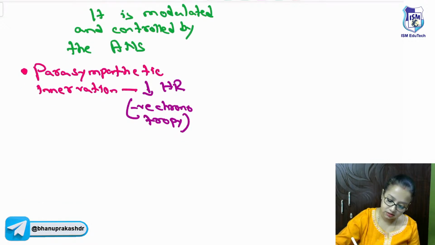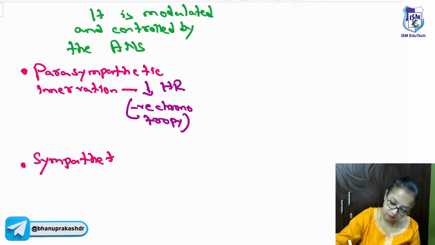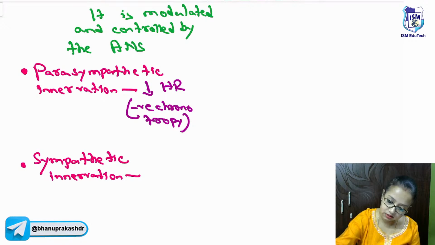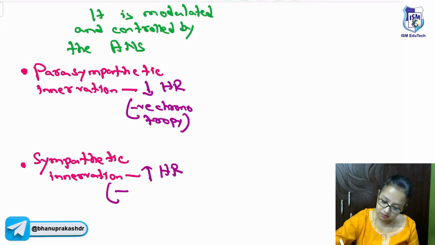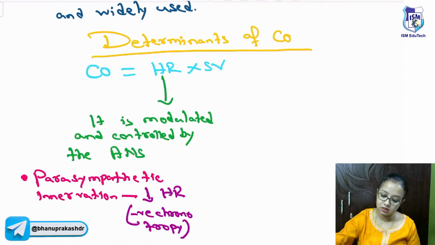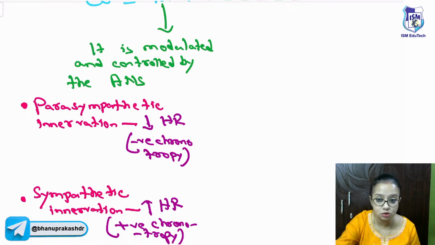Whereas the sympathetic innervation always increases the heart rate, which is positive chronotropy. Okay, this is how the heart rate is controlled.